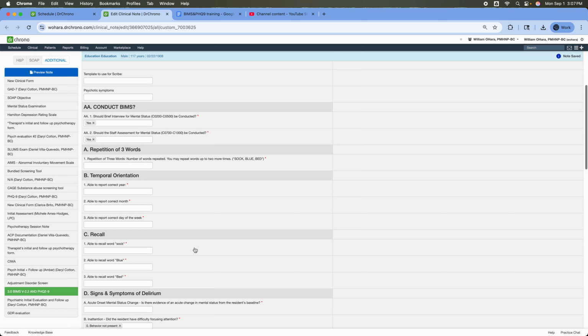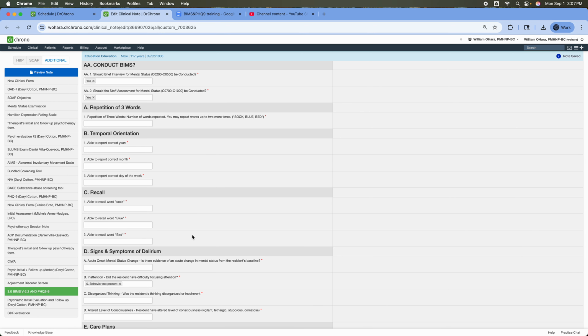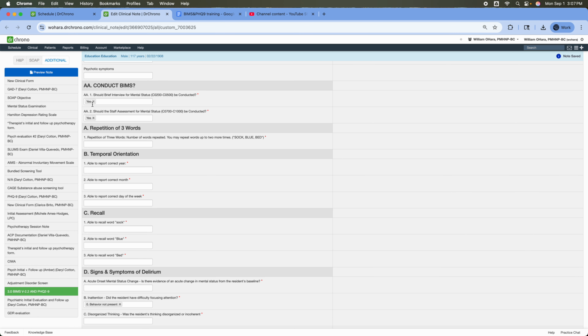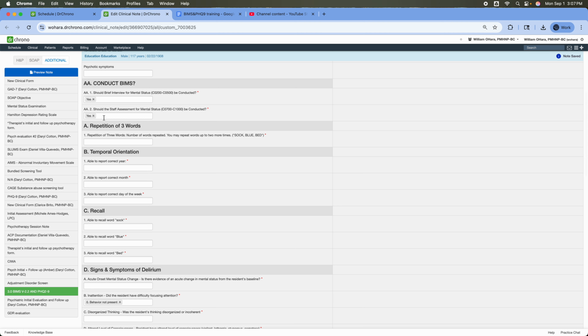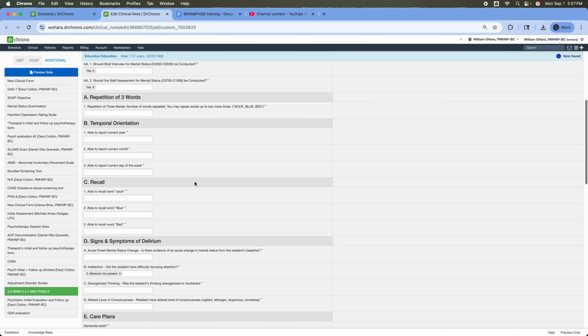So where the charting really starts is conduct BIMS. The reason why this is already marked yes and yes, do not change these, is that we are required to do a BIMS and a PHQ9 on every new patient. So the obvious answer is yes. Instead of having to click these every single time, I automatically put them in as yes.